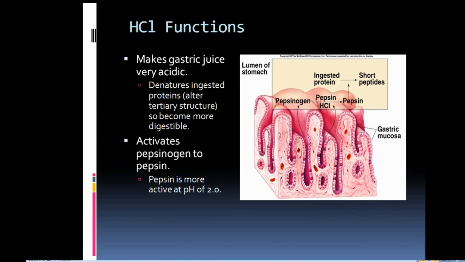When you see this HCl, what are the functions of HCl? HCl makes gastric juice very acidic. It denatures ingested proteins so they become more digestible. It activates pepsinogen to pepsin. Pepsin is more active at a pH of 2. These are basically two functions. That means it makes gastric juice very acidic, and secondly it activates pepsinogen to pepsin.